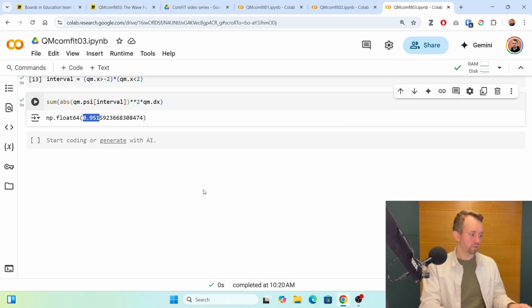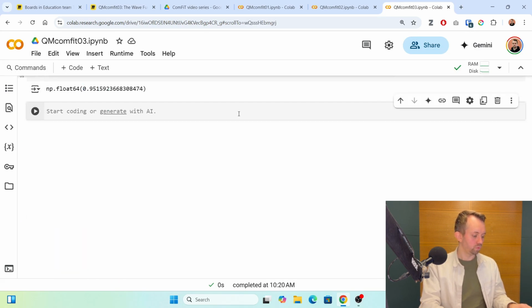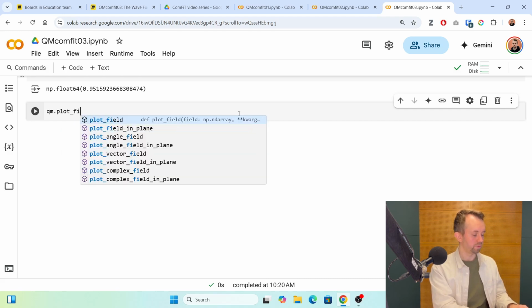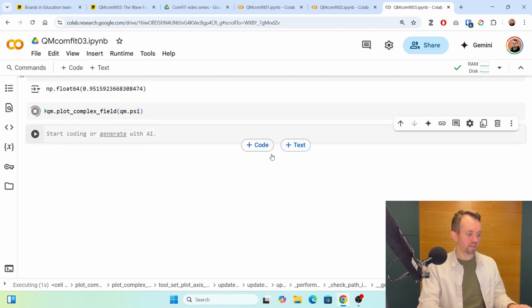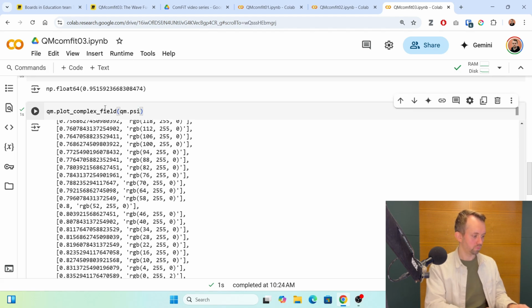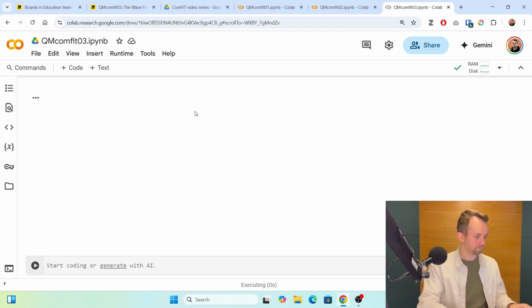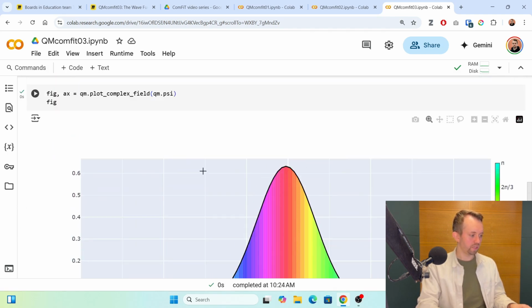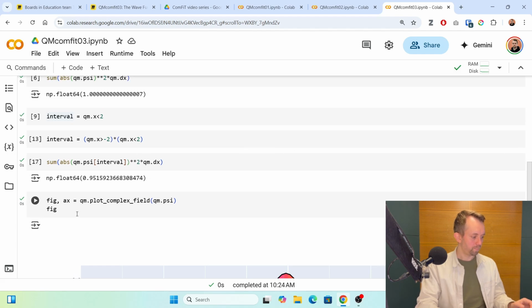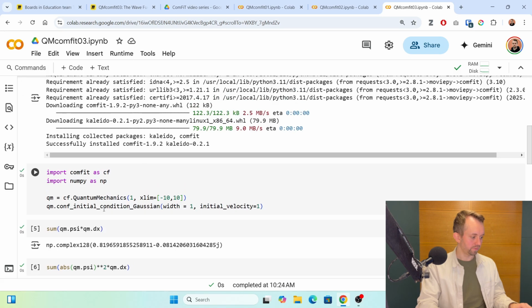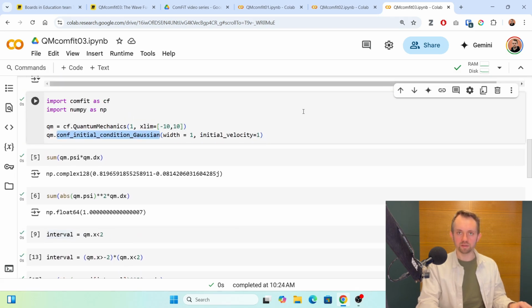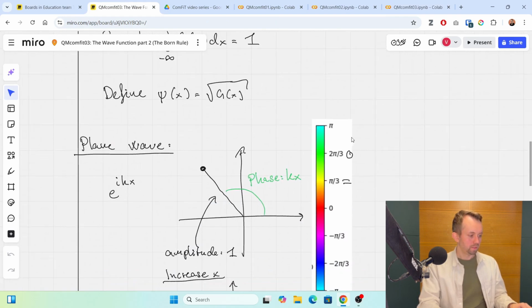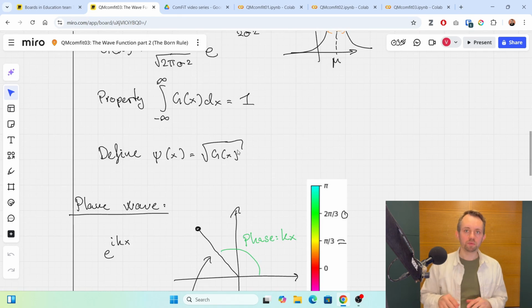And that is actually what you get when you plot, if I do qm.plot_complex_field, qm.psi. Oh yeah, I forgot to write fig and x again. This is actually the shape that you get from this wave function. This is what's happening inside this function here: configure initial Gaussian function is setting psi to have that profile. So then we have a candidate for a wave function.